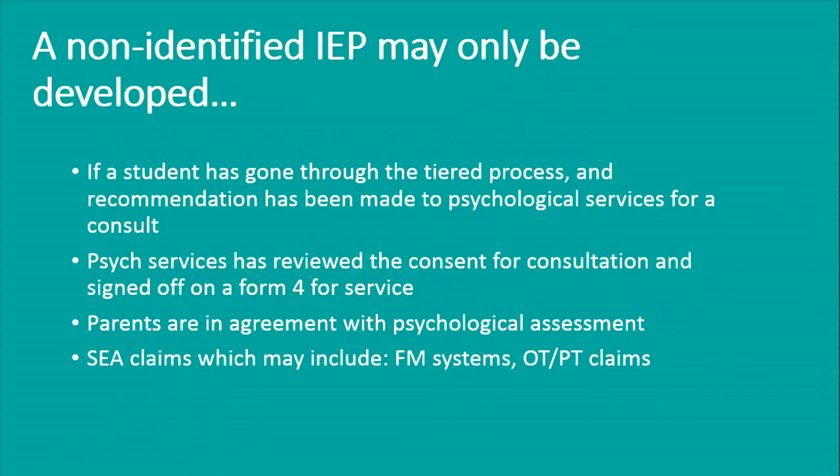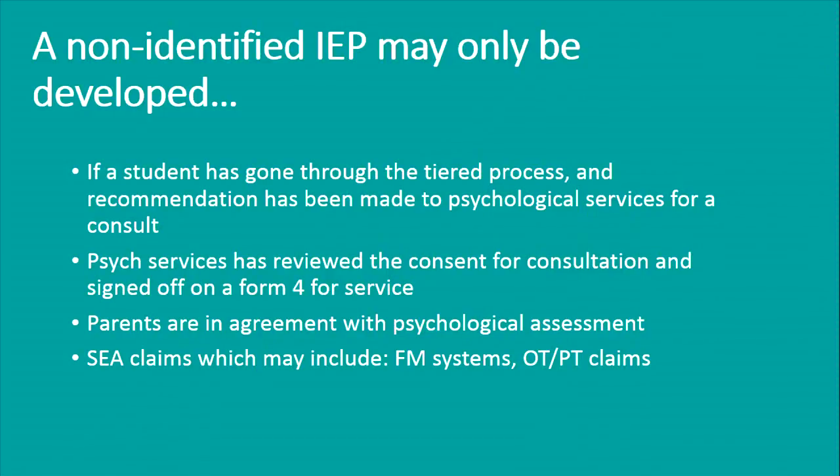As discussed previously, a non-identified IEP may only be developed after consultation with your school's educational coordinator and administration. Consultation occurs only if a student has gone through the tiered process and, number 1, a recommendation has been made to psychological services for a consult. Number 2, psychological services has reviewed the consent for consultation and has signed off on a Form 4 for service. Number 3, parents are in agreement with the psychological assessment.